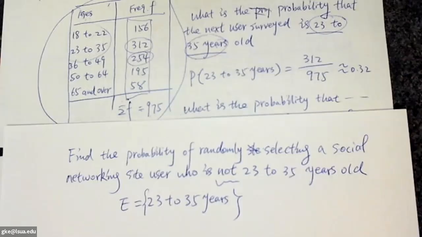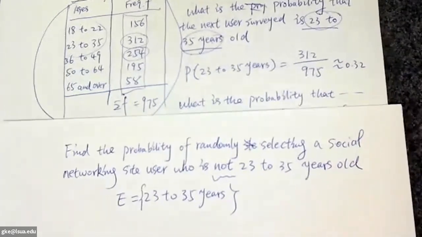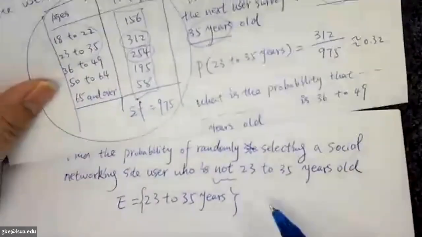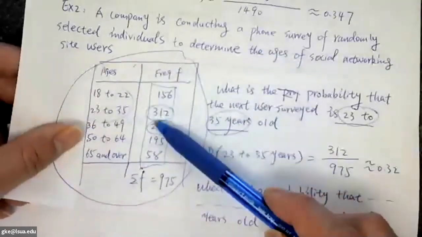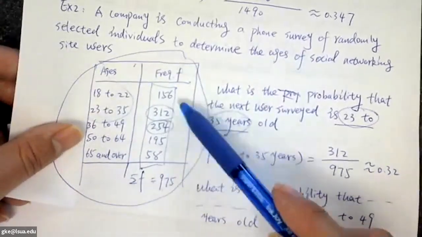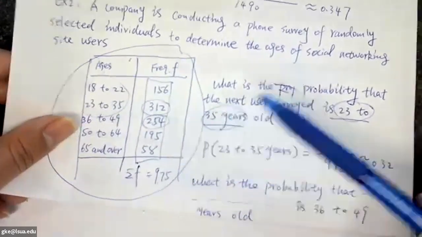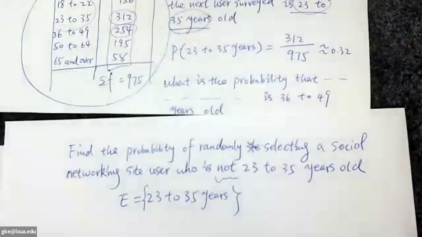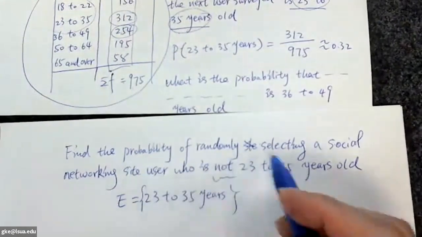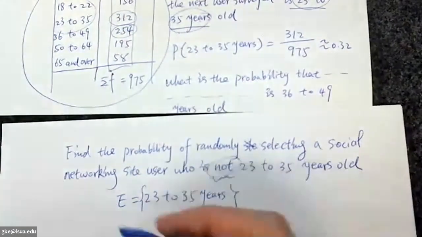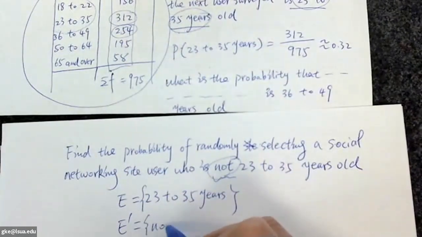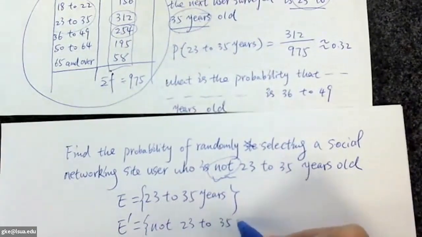Okay. Now I'm going to write down the answer on the board. Of course, you can use the older method: not 23 to 35 years old, so just exclude this frequency and add all the other frequencies together, then divide by the total number. However, since we learned the complement of event E, here it's not, that means E prime, right? E prime, not 23 to 35 years old.